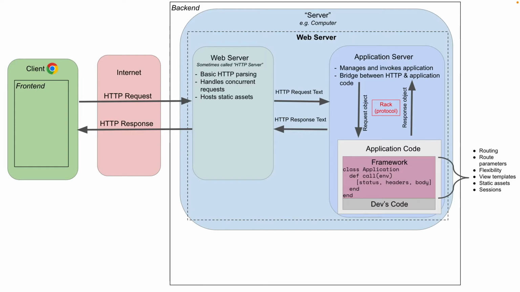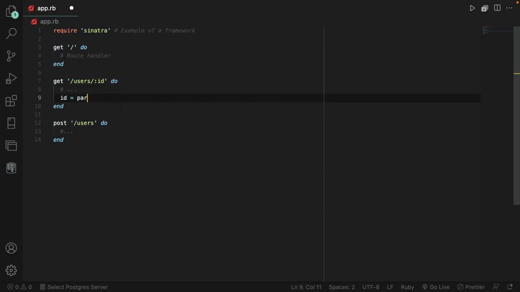Frameworks also make it easy to extract parameters from our routes, which can come in the form of information the client supplies as part of the request, either as part of the URL directly or as part of the POST request body. Sinatra, for example, makes both types of parameters easily accessible in a params hash.